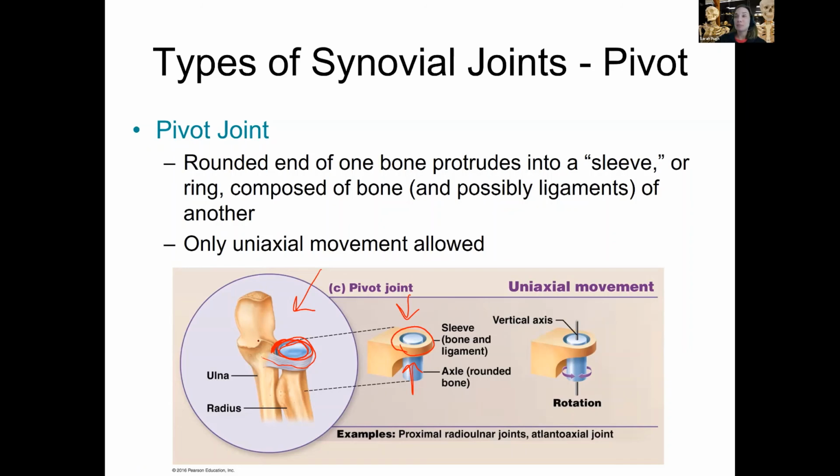Another great example is between C1 and C2. Remember, atlas and axis. C2 has that thing that sticks up called the dens, and C1 sits on top of it and can rotate around the dens. Okay, so those are some examples. Again, this is just a uniaxial movement, so just movement in that one plane.